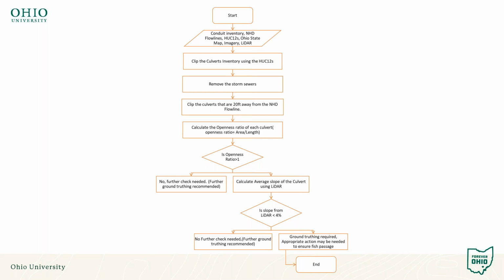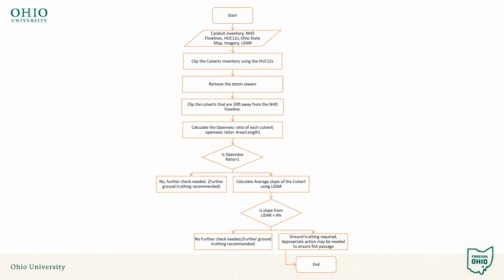We then calculate openness ratio and focus on those with low openness ratios. We then calculate the average slope of the culvert using the LiDAR data, and I will show you that in some detail in a few minutes. And then we put a decision point at 4% average slope, based on natural breaks in the data. If this method showed a slope of greater than 4%, we recommend ground truthing to potentially plan a project.